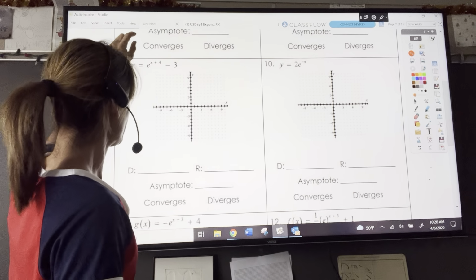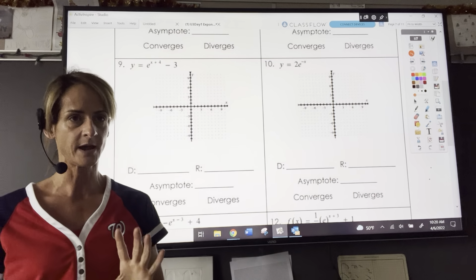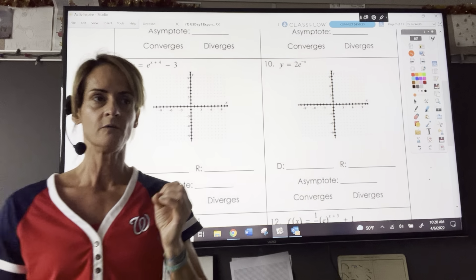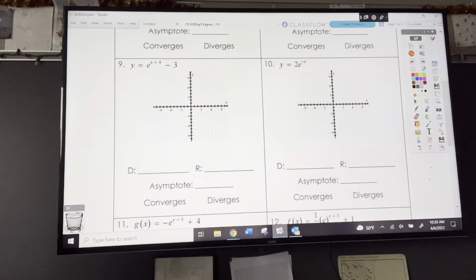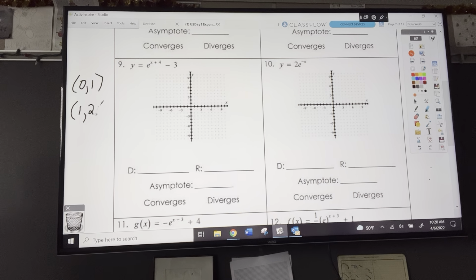So the parent function is y equals e to the x. If you plug in 0 for the exponent, anything to the 0 power is still 1. So the first point is the same, 0, 1. However, if the exponent is a 1, e to the first power is 2.7. That's really the only difference you need to worry about.